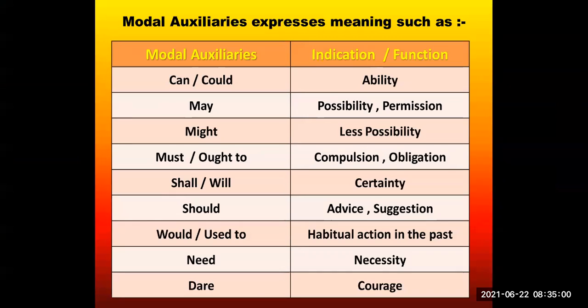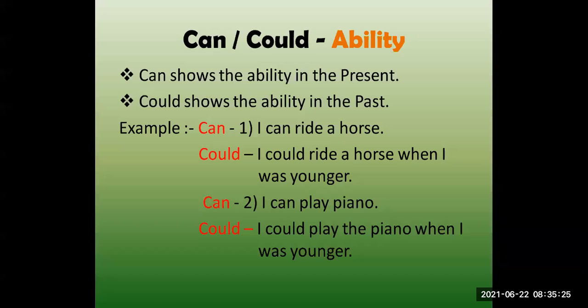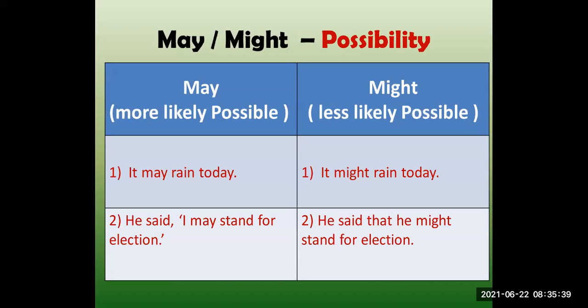Then they express meanings and indicate functions. Can and could: ability. May: possibility and permission. Might: less possibility. Must and ought to: compulsion and obligation. Shall or will: certainty. Should: advice and suggestion. Would and used to: habitual action in the past. Need: necessity. Dare: courage. Then we have seen that can shows ability in the present, and could shows ability in the past. We have discussed them with examples.